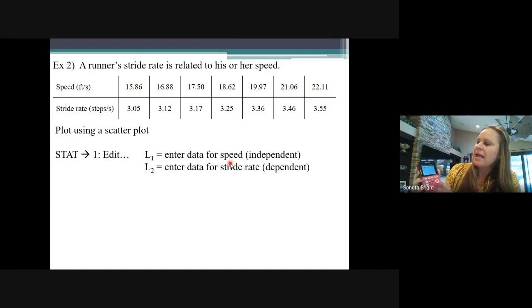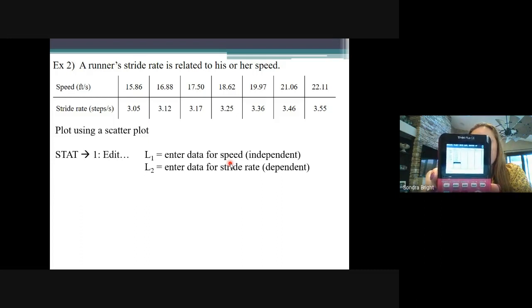Then you'll arrow to the right and put in the stride rate, the dependent variable, under L2. Make sure that the 3.05 is matched up with the 15.86. Hit enter in between: 3.12, 3.17. Make sure your points are correct, that you don't hit a wrong button. 3.25, enter. 3.36, enter. 3.46, enter. And 3.55, enter. So that's what I've got right now, and hopefully that's showing up for you nice and clear. I can't see what you're seeing, so I don't know if it is or not.